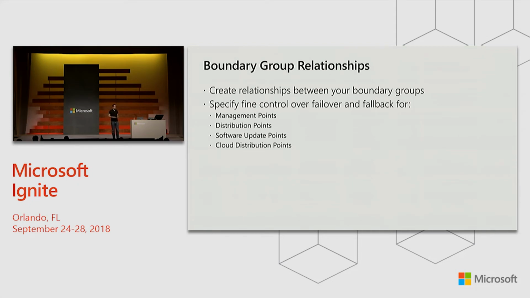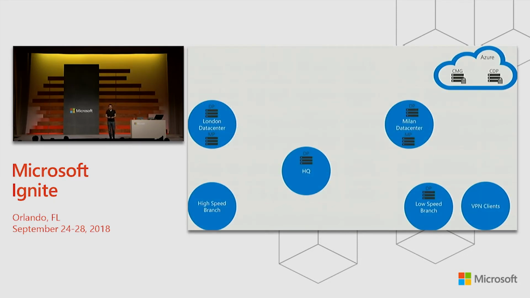Another area that we've expanded in SCCM is around the data management in your network, aka keeping the network guys off your back. We've added boundary group relationships that allow you to create relationships between your boundary groups and specify fine control over failover and fallback for management points, distribution points, software update points, and even now cloud distribution points, giving you that fine control of how content flows in your environment.